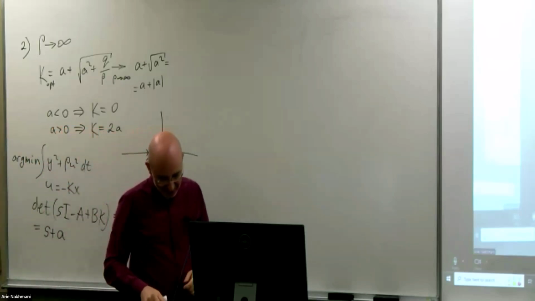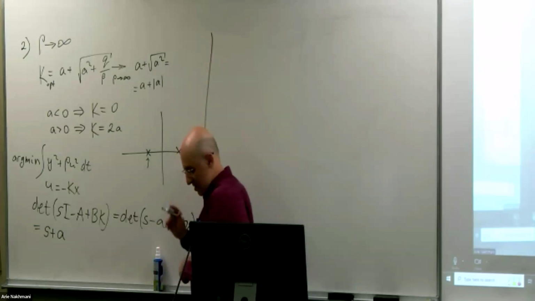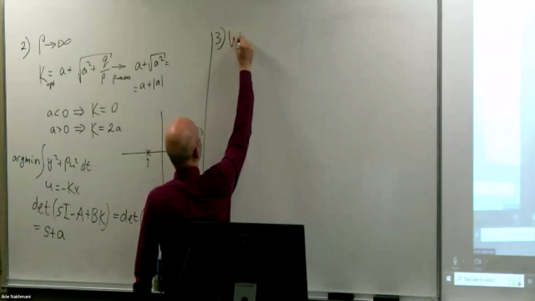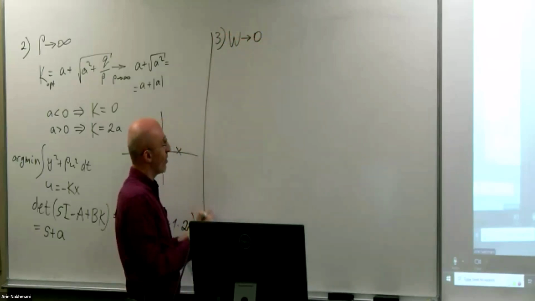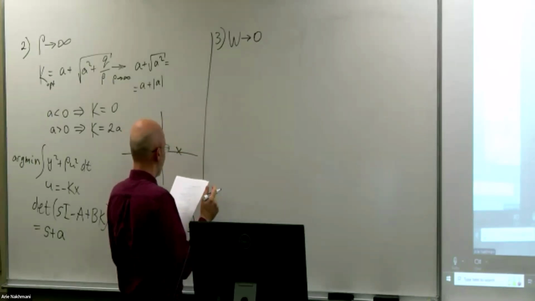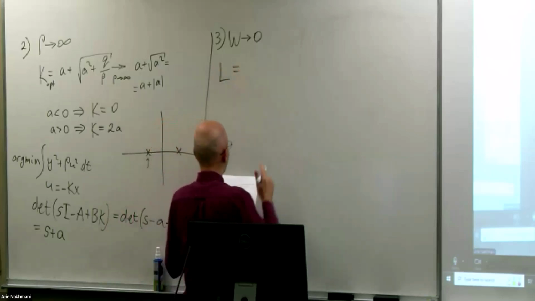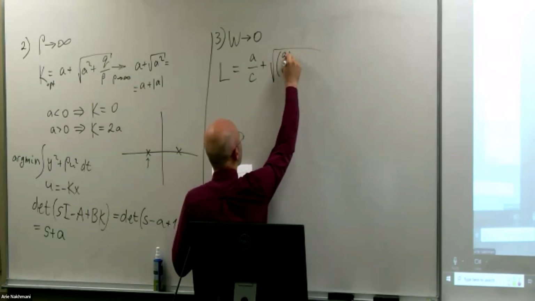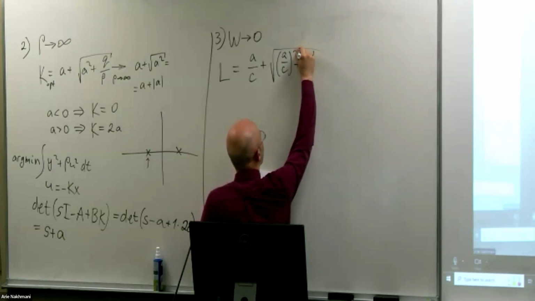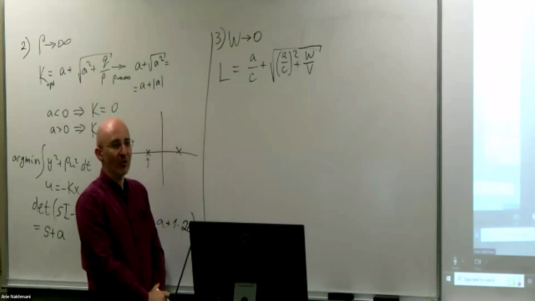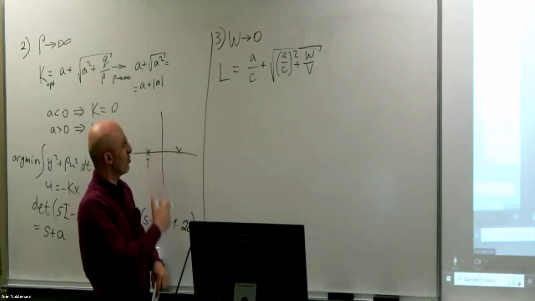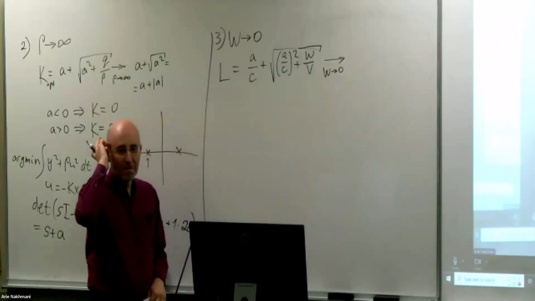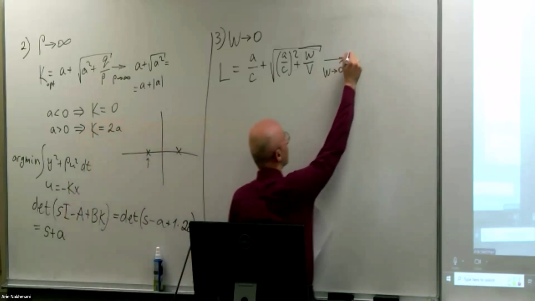Okay, so let's try some other condition here. Other question. Now we have, for example, W goes to 0. And then the formula that we are looking at is the development of L. So what happens to L when this happens? It's A divided by C plus square root of (A divided by C) squared plus W divided by V. So what would be your optimal observer gain, or Kalman gain, when W goes to 0? Same thing.